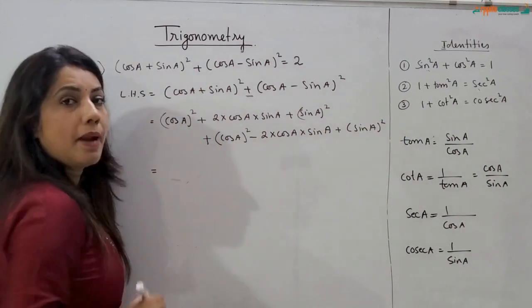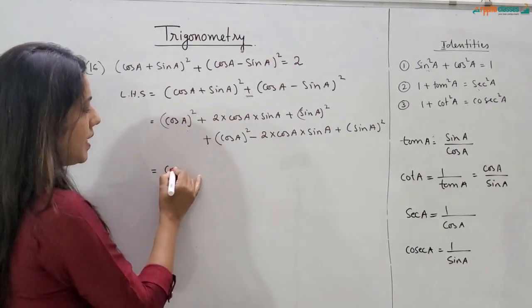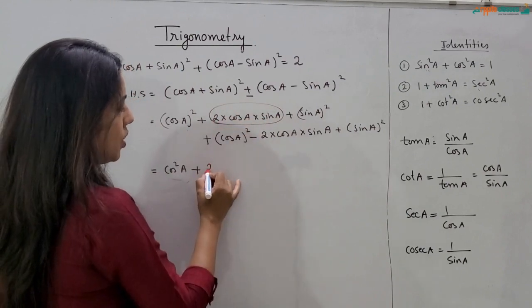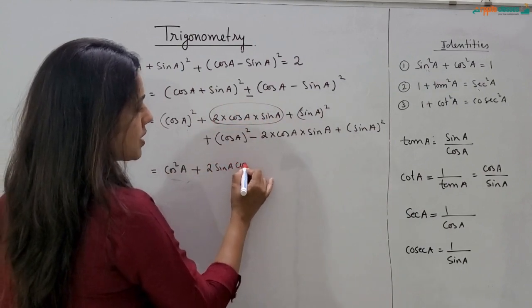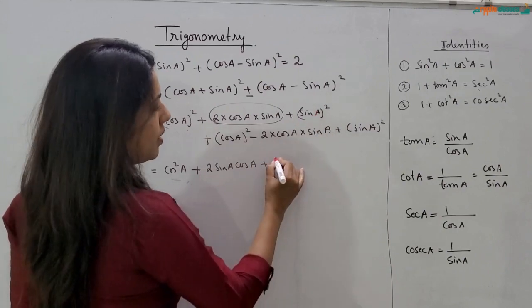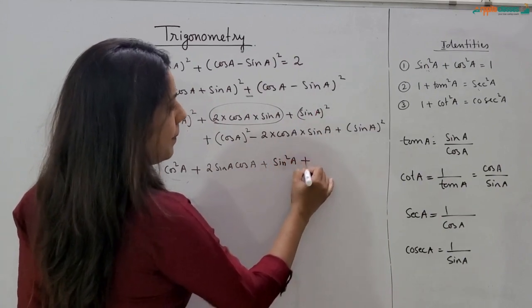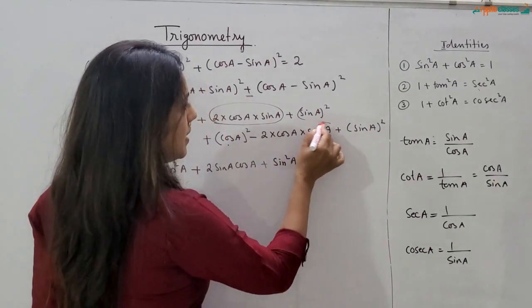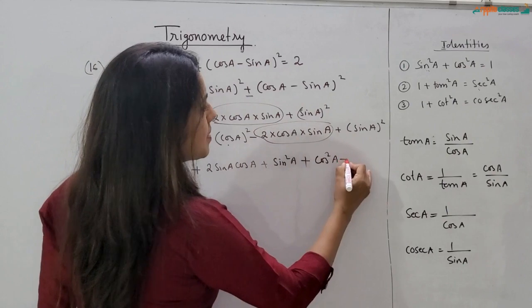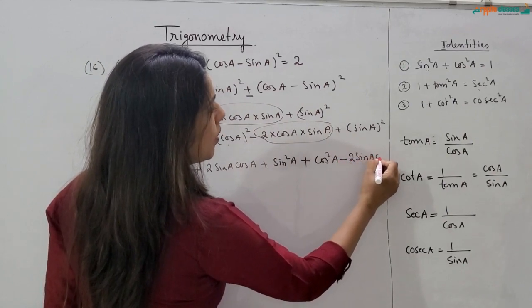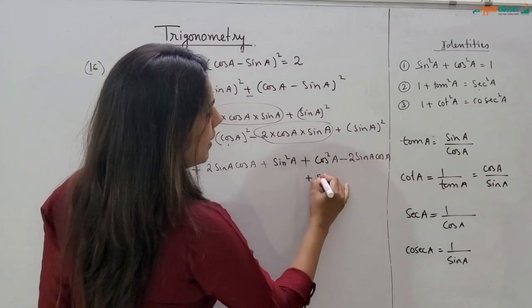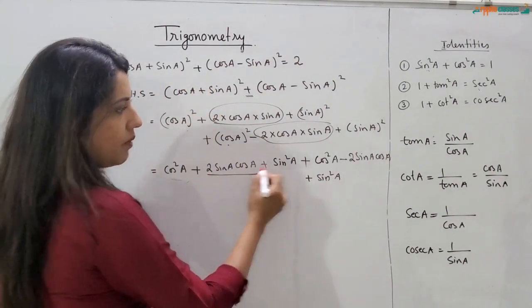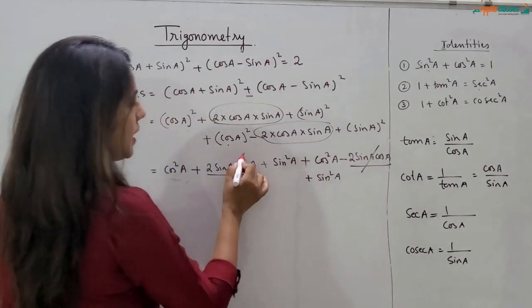Now let us remove the brackets. Cos A square could be written as cos square A, plus this whole thing can be written as 2 sin A cos A, plus sin A square should be written as sin square A, plus again cos A square can be written as cos square A. This whole thing can be written as minus 2 sin A cos A, and then finally we have sin square A. Now if you see, this is 2 sin A cos A positive and this is 2 sin A cos A negative, which will get cancelled.